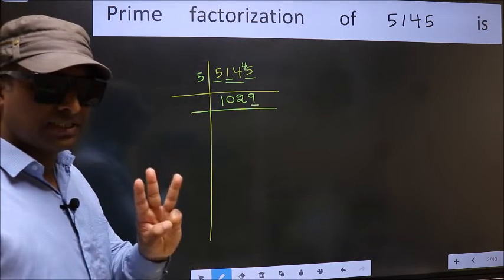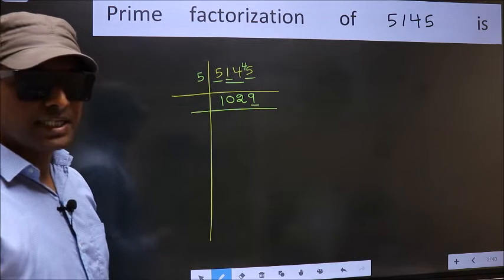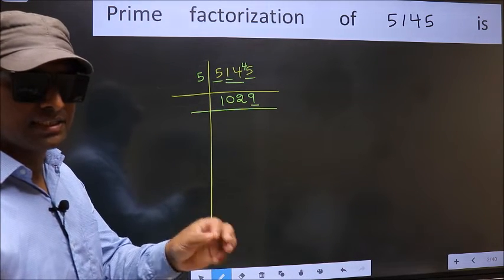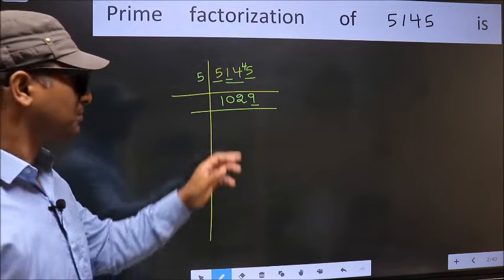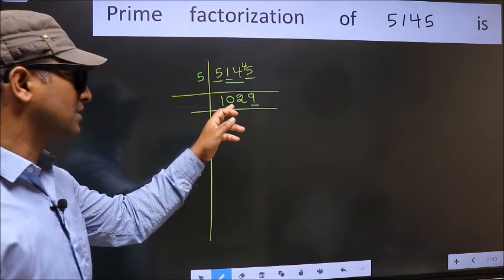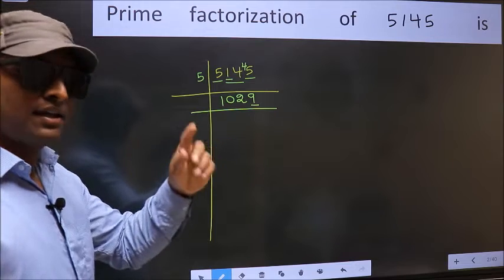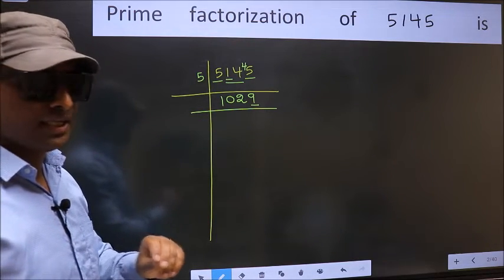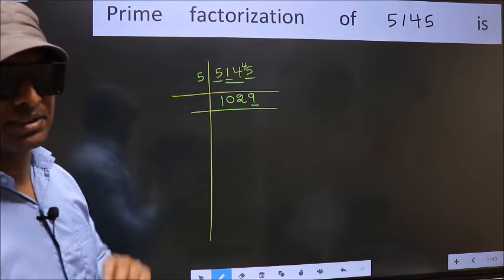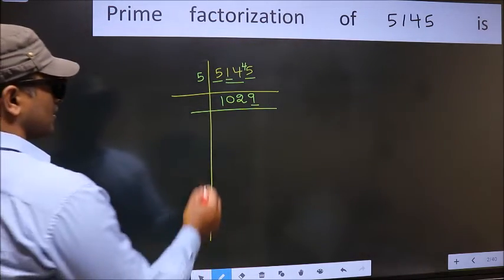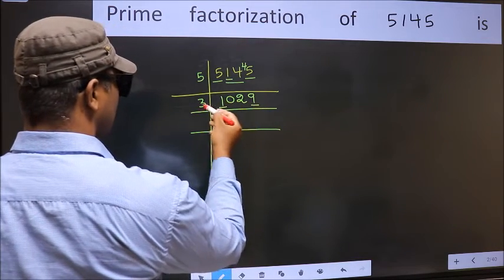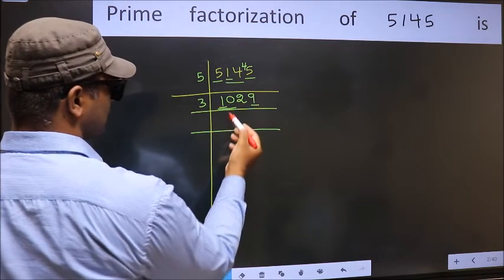Next prime number 3. To check divisibility by 3, we should add the digits. What I mean is 1 plus 0 plus 2 plus 9. We get 12, and 12 is divisible by 3. So this number is also divisible by 3. So take 3 here. First number 1 is smaller than 3, so take 2 numbers, 10.